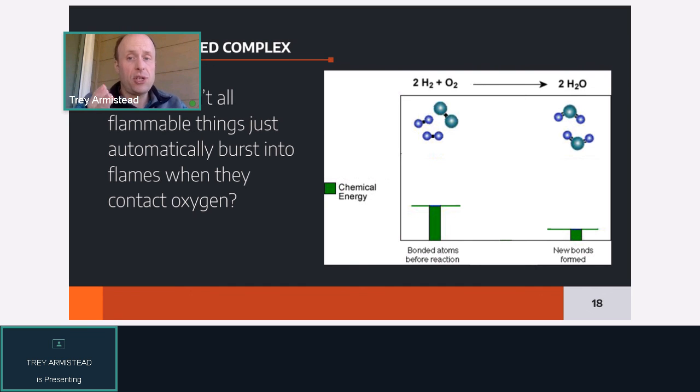Paper and oxygen, if you burn them, is exothermic. And if it's exothermic, that means the chemical energy is dropping, which means it's more stable after it's burned. But if I just have paper out in the air, it doesn't just randomly light on fire. Something has to happen to it to make it do that. We have to add a spark or some sort of energy source, rub two sticks together or something like that, to be able to get it to ignite.